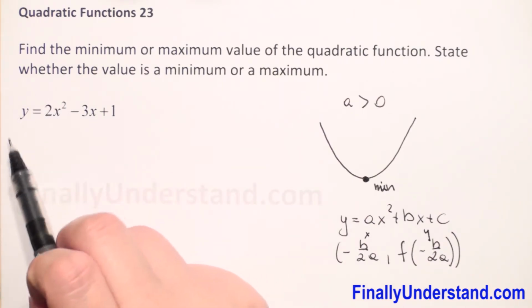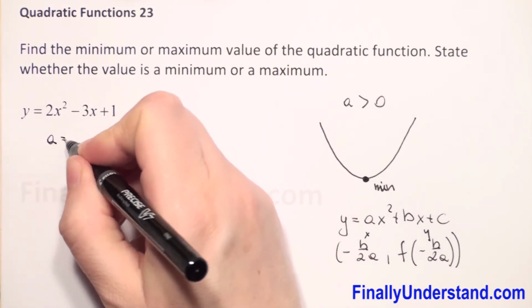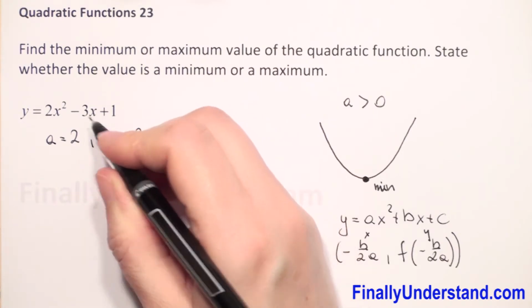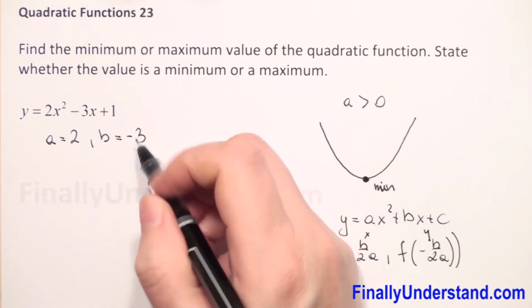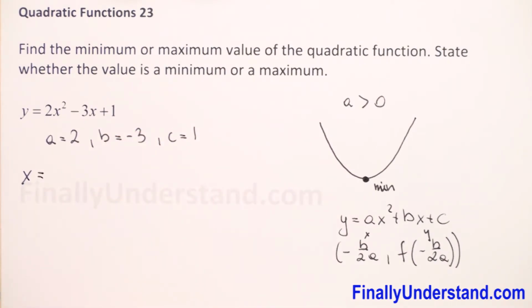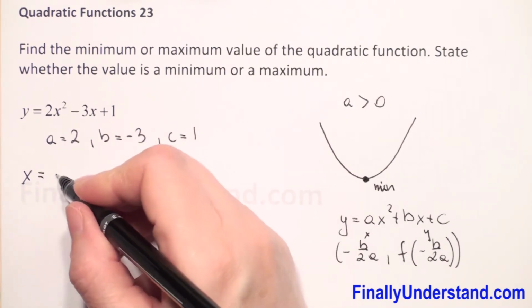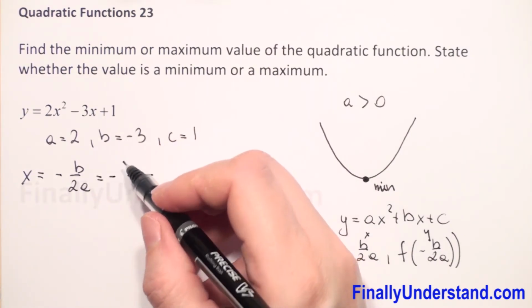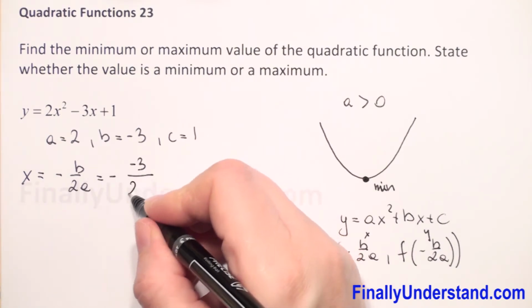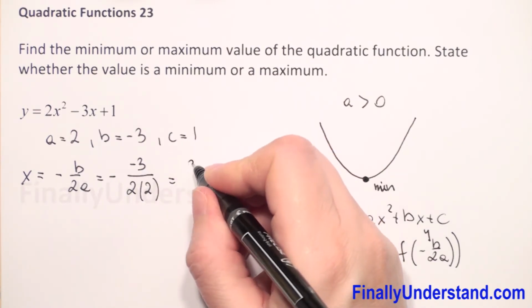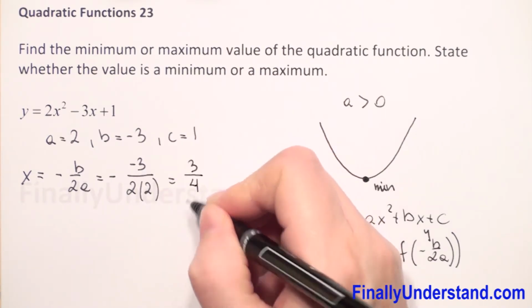So let's look to our quadratic function. a is equal to coefficient before x squared, b is equal negative 3, before x is coefficient b, and constant c is 1. So now we have a, b, c, we can calculate x coordinate of our vertex, negative b over 2a. So this is equal negative. Sign we copy. We have b is negative 3 over 2 times a is 2. So this is equal negative and negative giving positive. So we have 3. 2 times 2 is 4.